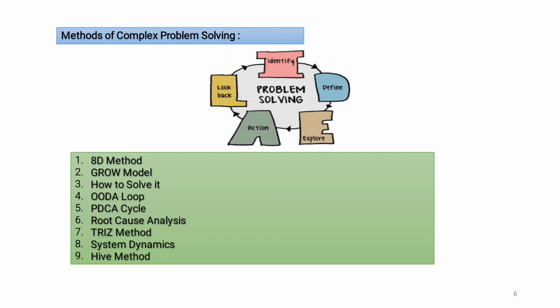The third one is How to Solve It. This particular method was developed by mathematician George Polya. It is a small volume describing methods of problem solving. Here we have 4 principles. The 4 principles suggest that firstly, we understand the problem, secondly, we make a plan, thirdly, we carry out the plan, and fourthly, we look back on our work. Those are the 4 principles he suggests in the How to Solve It method.